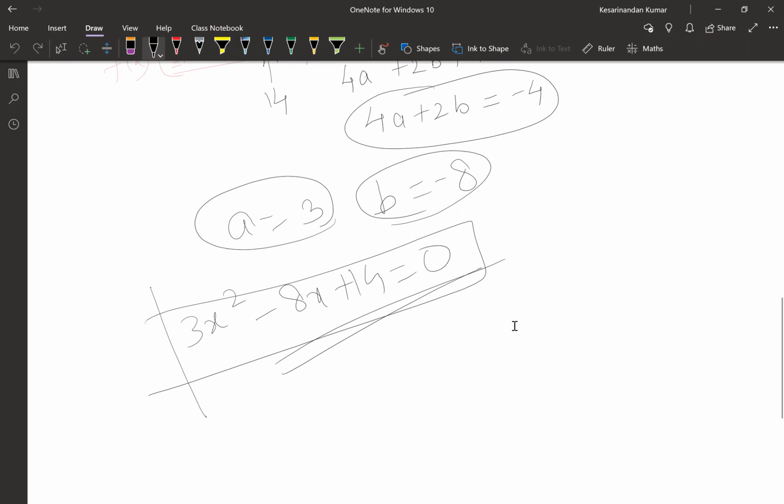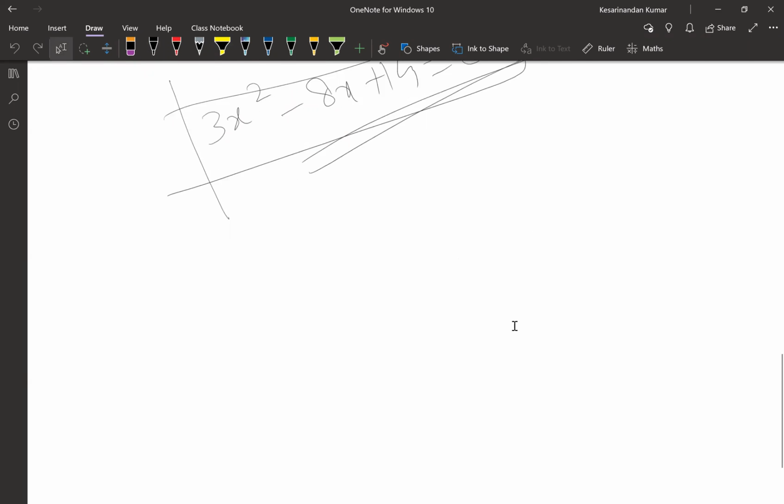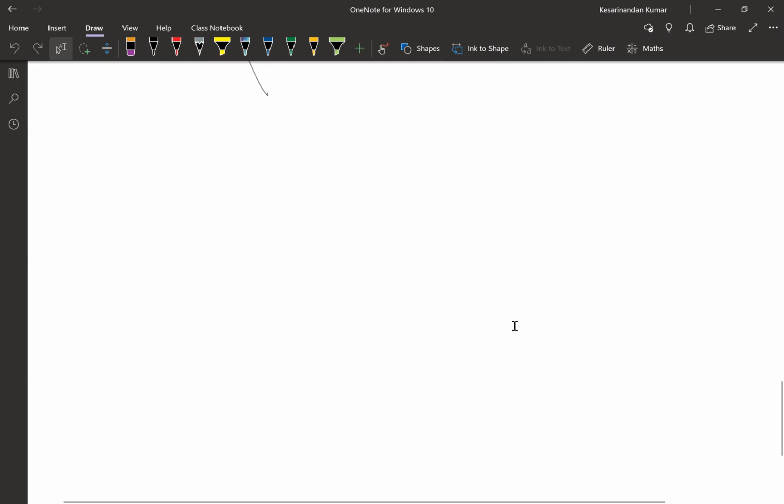Let me give you one more such sum, with just a slight twist. Now let me take it to a new level. Instead of quadratic, let me go a level higher. What if I give you a cubic equation?